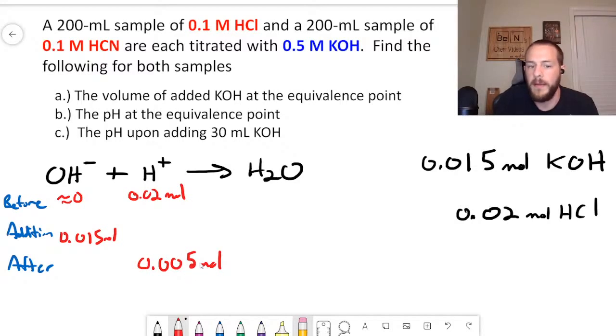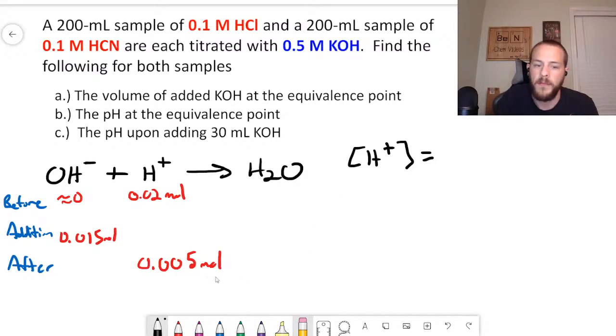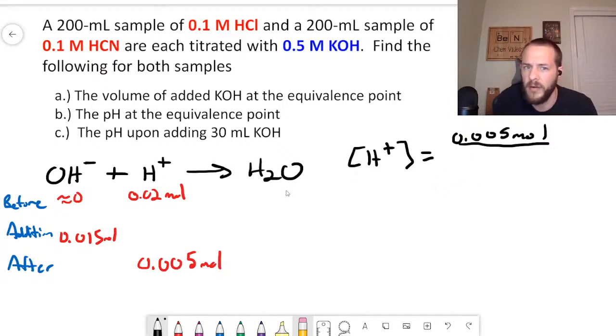So you have moles of H+, and we need the concentration of H+ in order to do the pH calculation. So I'll erase this over here. What is the concentration of H+? That's going to be the amount in moles that we just calculated, 0.005 moles, divided by the total volume. We started out with 200 milliliters in our HCl sample, and we added 30 milliliters of potassium hydroxide to it. So the total volume is going to be 230 milliliters, which is 0.230 liters. I did that little conversion to liters in my head just there. I hope you don't mind.